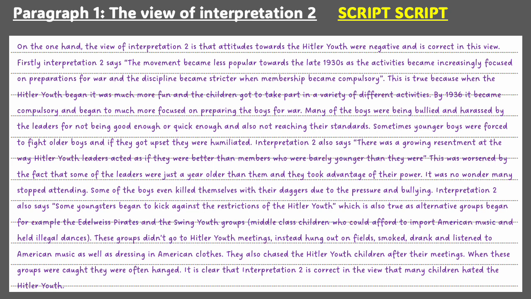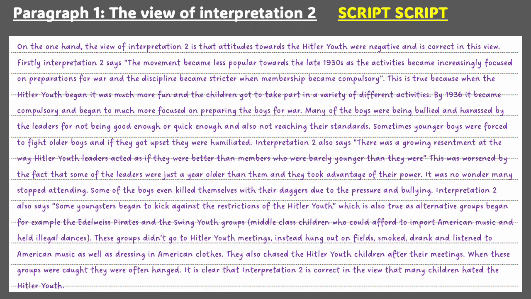A little bit of a spelling error there, sorry, but you get the gist. Many of the boys were being bullied and harassed by the leaders for not being good enough or quick enough and also not reaching their standards. Sometimes younger boys were forced to fight older boys, and if they got upset, then they were humiliated. So I've brought in a little bit of old knowledge there just to back up that bit about how people were getting a bit fed up with it.